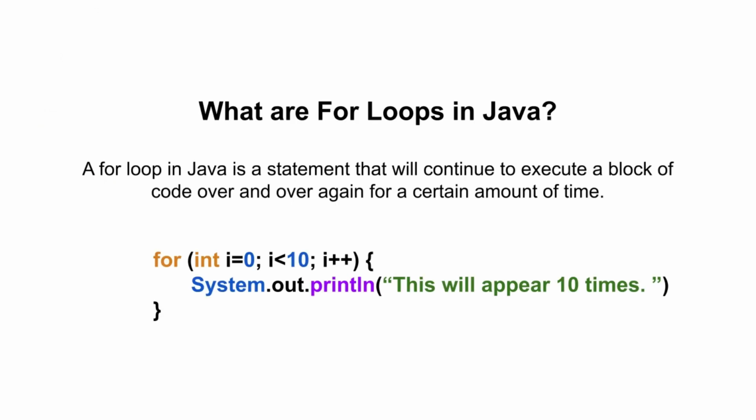So what are for loops in Java? A for loop in Java is a statement that will continue to execute a block of code over and over again for a certain amount of time.